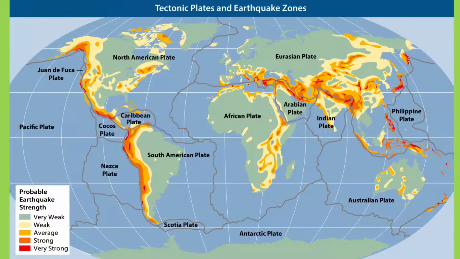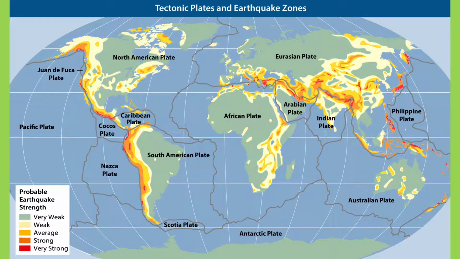So let's look again at our world map. The world's next big earthquake will probably be in one of these areas in yellow, orange, or red. And the number of people who survive the next big earthquake? It depends a lot on the kind of buildings they live in.